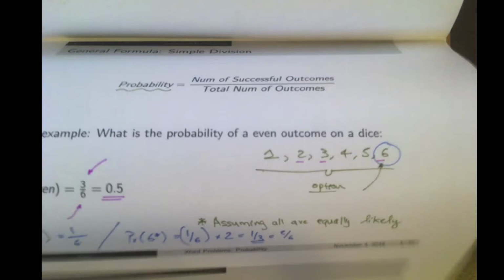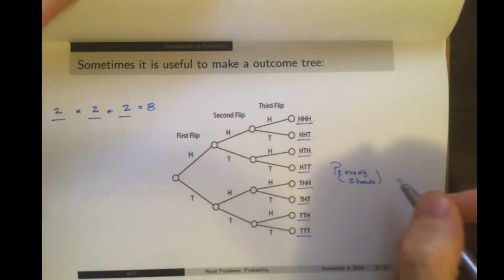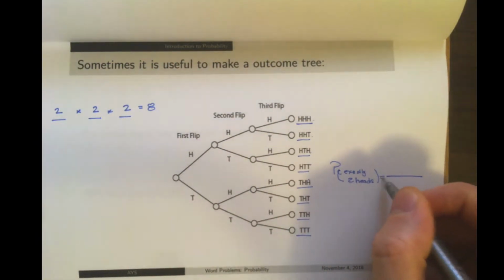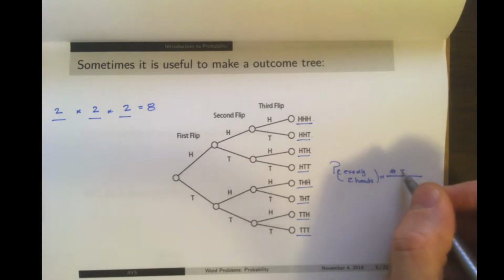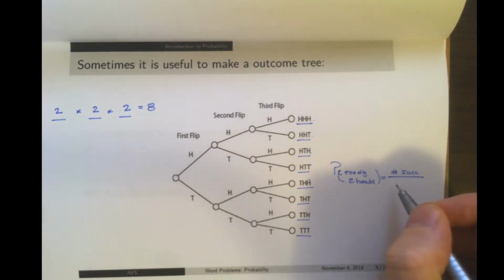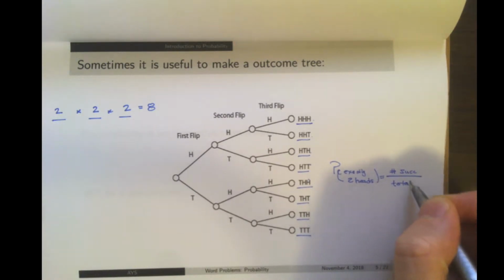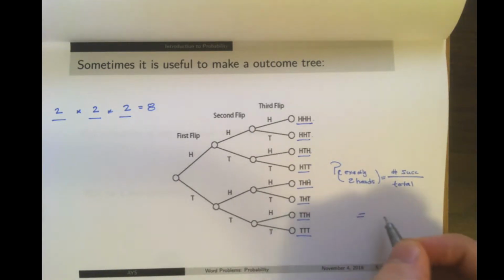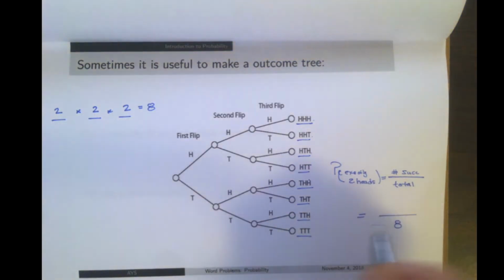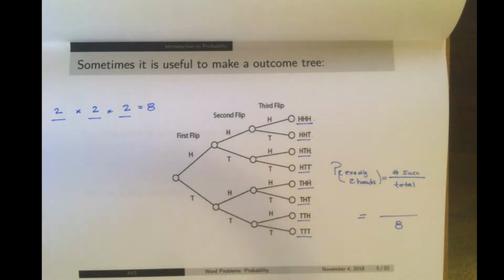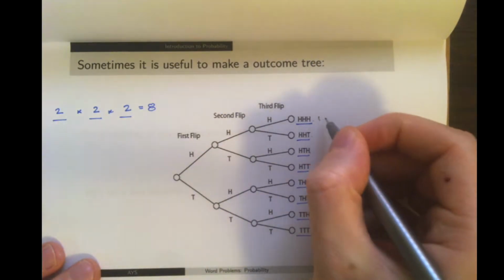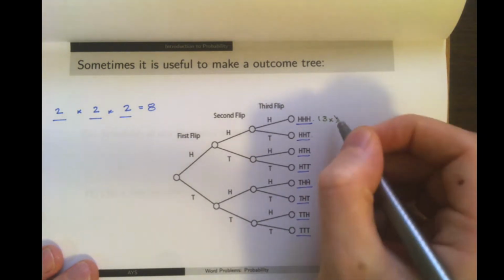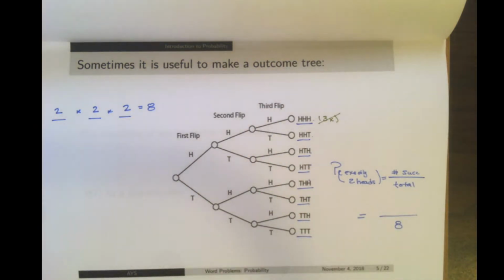Very good. So the probability of exactly 2 heads is going to equal the number of successful outcomes divided by the total. Well, I've already figured out that the total is 8. Now the question is, how many are successful outcomes? A successful outcome is defined as exactly 2 heads. Well, this one has 3 heads. That's going to be an X. I want it to be exactly 2 heads.